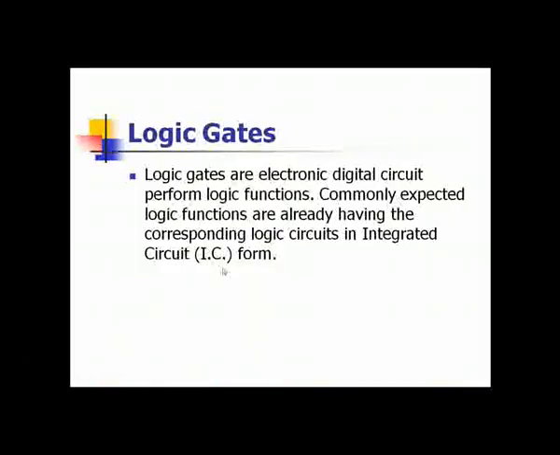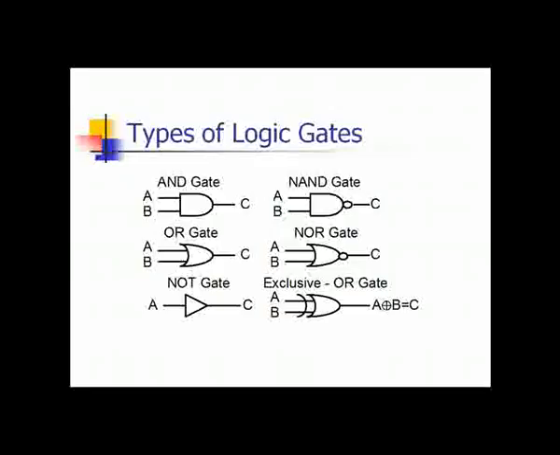Today, let us learn about the logic gates and their applications in real-time applications. So basically, logic gates are electronic digital circuits which perform logical functions and which are used to implement Boolean functions using these basic logic gates. Commonly expected logic functions already have their corresponding logic circuits in the form of integrated circuits. Let us see the number of gates which are used to implement any algebraic function.